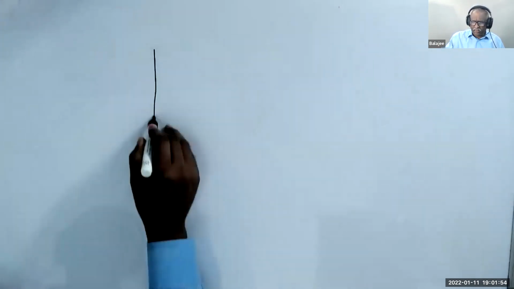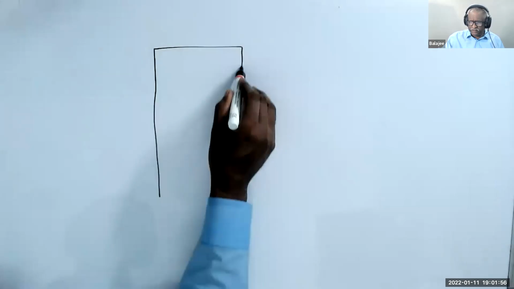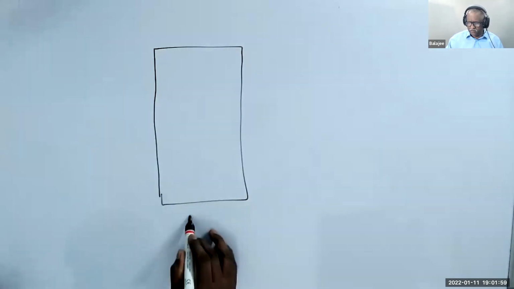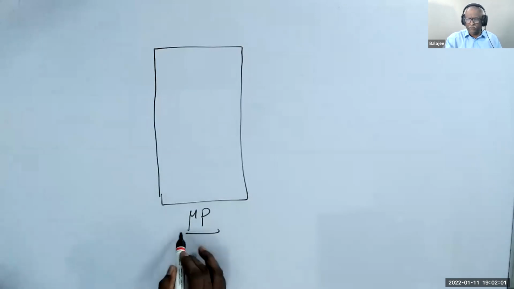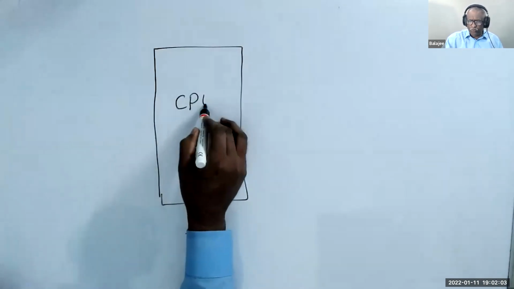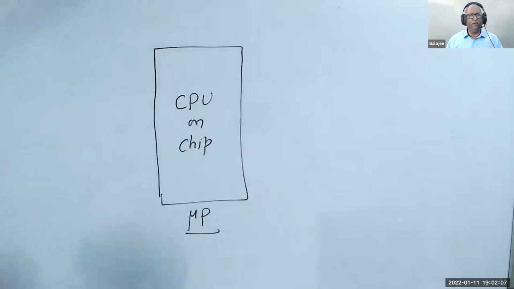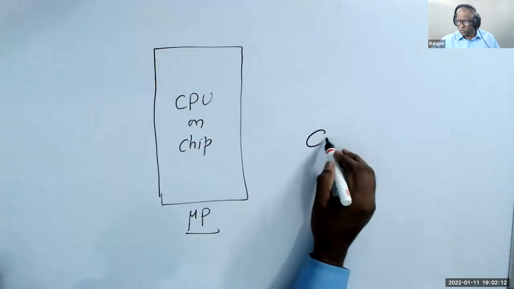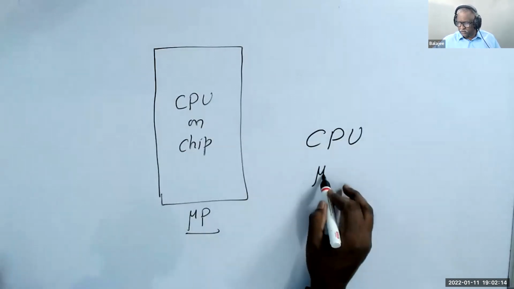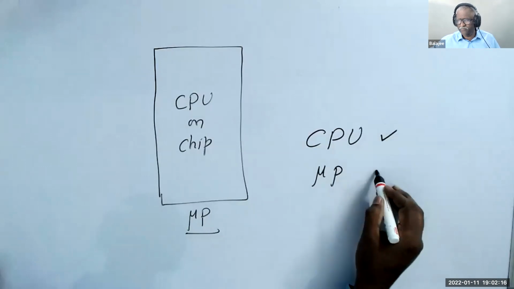microcontroller. And the beauty of the thing is, what we discussed initially was an IC called microprocessor. It's nothing but CPU on chip. So if you have any doubt, what is CPU, what is microprocessor, both are the same.